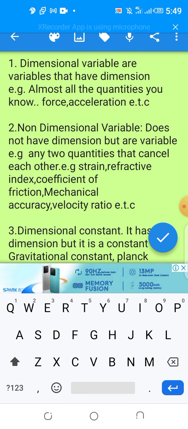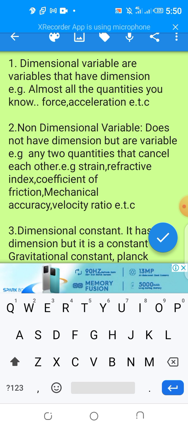Remember the question we asked the other time, is it possible for something not to have dimension and unit? So non-dimensional variables are an example of quantities that have no dimension and also do not have unit, because their units cancel. For example, coefficient of friction is frictional force over normal reaction. It cancels. Mechanical advantage, load over effort. It cancels. Velocity ratio, distance moved by effort over distance moved by load. That also cancels. So all these are examples of non-dimensional variables.